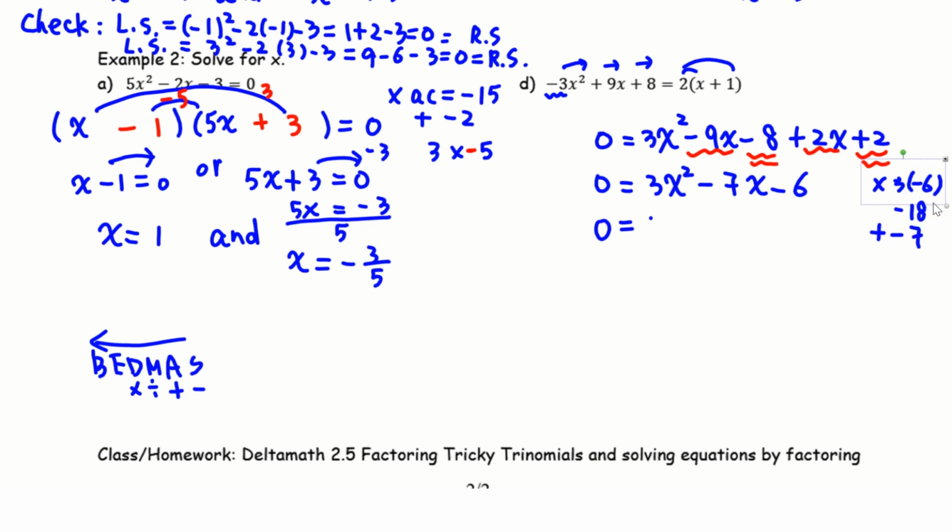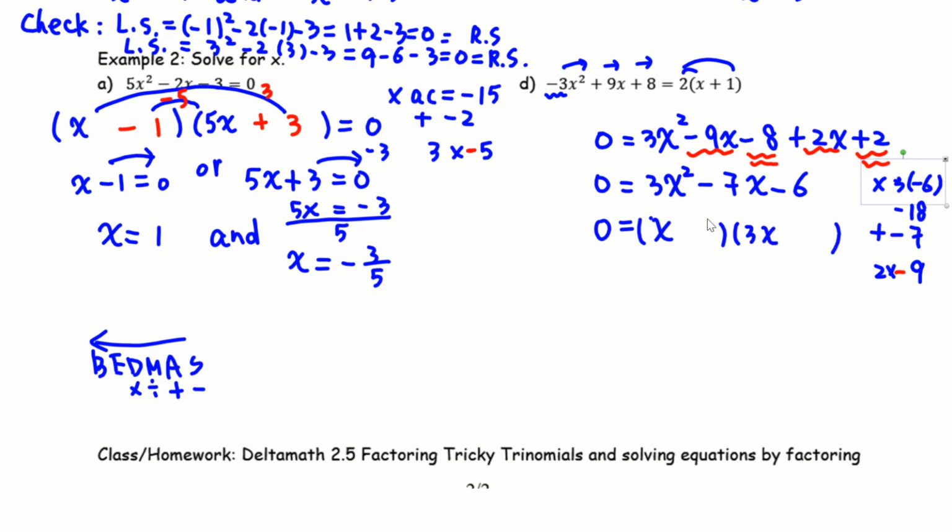So for 18 we have 1 times 18, 2 times 9, 3 times 6. So the difference of 7 will be 2 and 9. Then the larger number needs to be negative because the sum is negative. So 2 times negative 9 gives you negative 18. 2 plus negative 9 gives you negative 7. Then we can do the cross multiply. So prime number again, so x and 3x, put in a bracket.